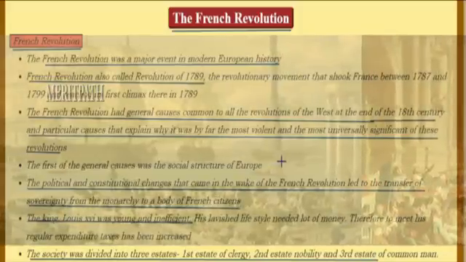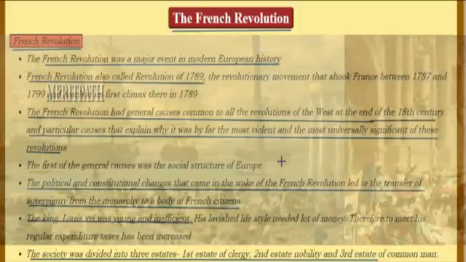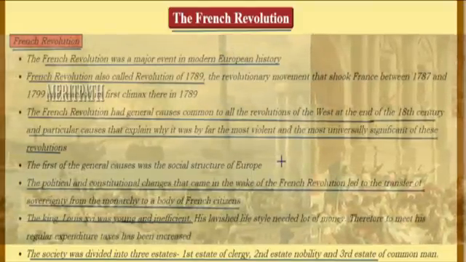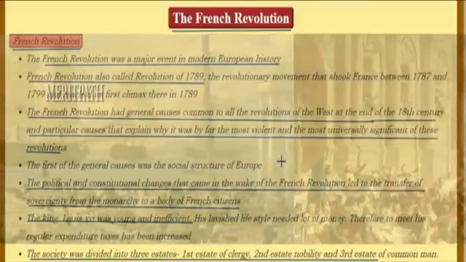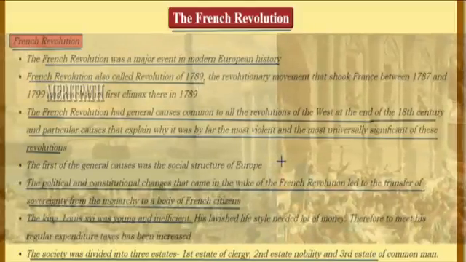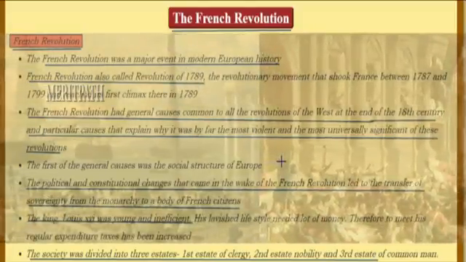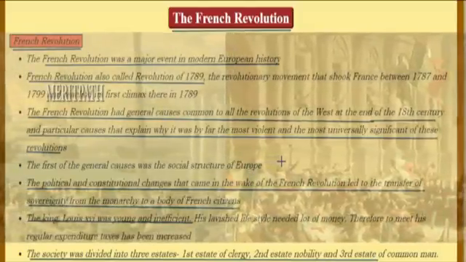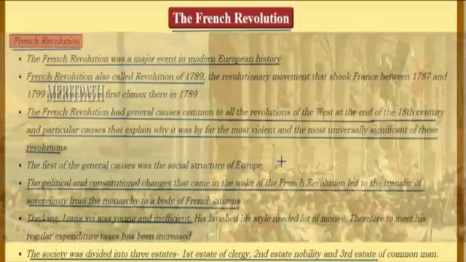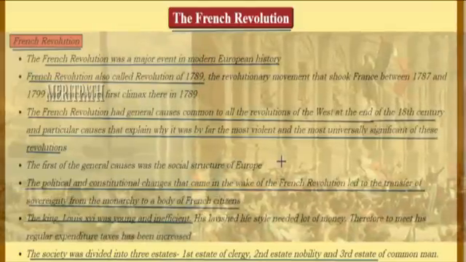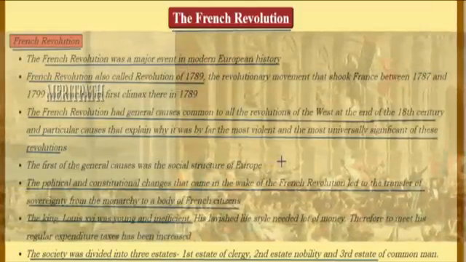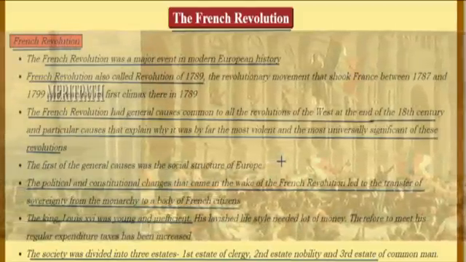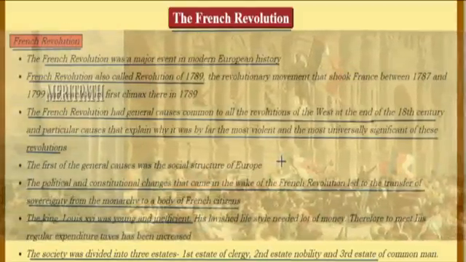The political and constitutional changes that came in the wake of the French Revolution led to the transfer of sovereignty from the monarchy to a body of French citizens. King Louis XVI was young and inefficient. His lavish lifestyle needed a lot of money. Therefore, to meet his regular expenditure, taxes were increased.